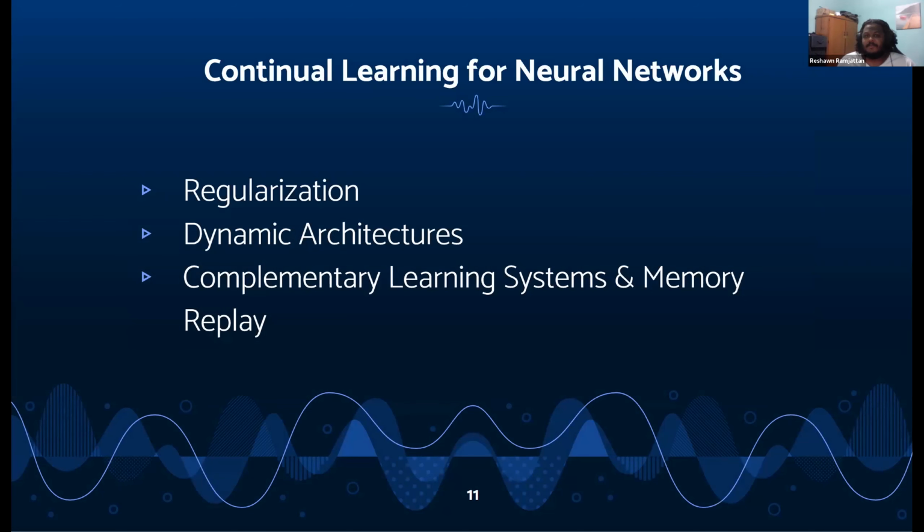So in terms of approaches, they generally fall under these three big categories: regularization, dynamic architectures, and those inspired by the CLS theory or memory replay part of it that we talked about earlier. These aren't just completely separate categories. They could be methods that combine different aspects of them, or they could be subcategories that focus on a certain piece. But generally, these three categories are a nice way to introduce the different types of approaches, I think.